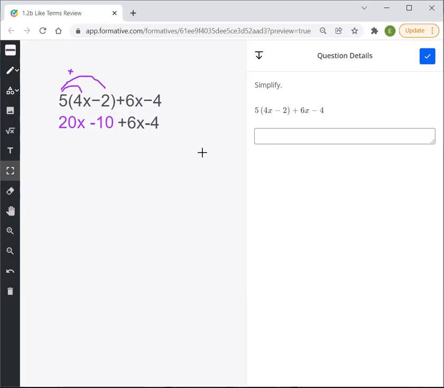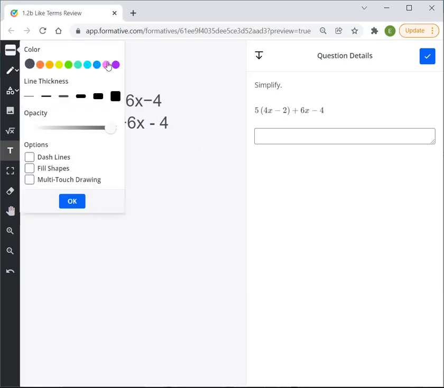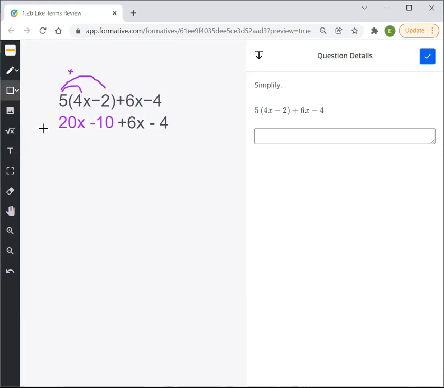Okay, now that we have that distributed, then we can go ahead and combine our like terms. So what that looks like is we want to combine our x's, and then we want to combine our constants, just like in our last problem. Okay, so I'm going to go ahead and get my color and my box ready. And I'm going to box in my x's. So I have 20x, and then I have a positive 6x. Okay, and then on the side here, remember we're going to add those coefficients. So the two coefficients are 20 plus 6, okay, which equals 26.